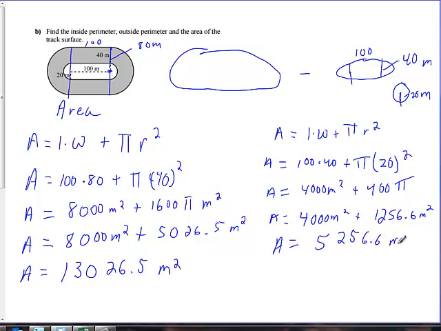To combine those terms, we end up with 5,256.6 meters squared. And now we have that big area minus our little area. So we take our big area, which is 13,026.5, minus 5,256.6 meters squared. So the area of my shaded region, the area for this object, is 7,769.9 meters squared.